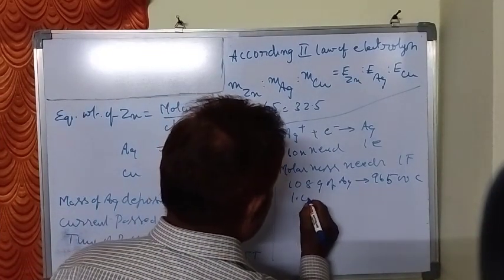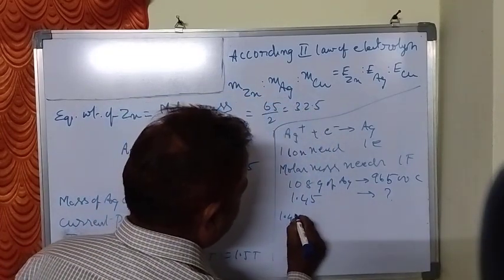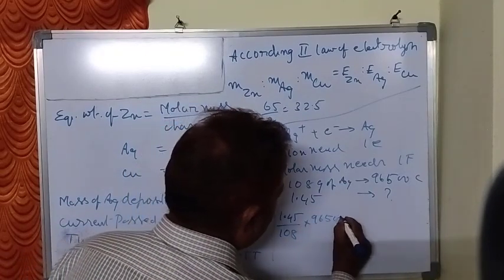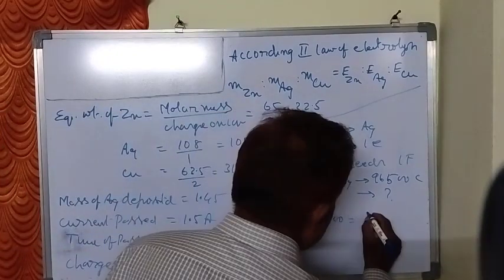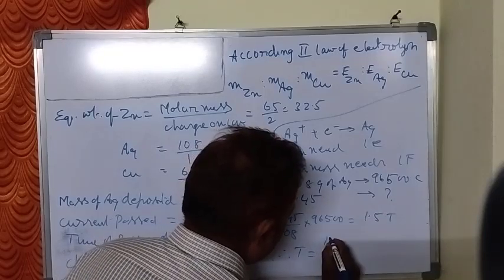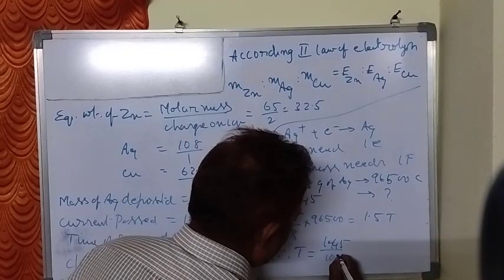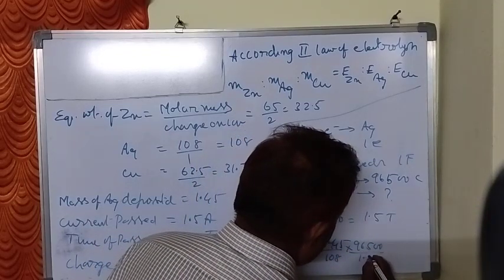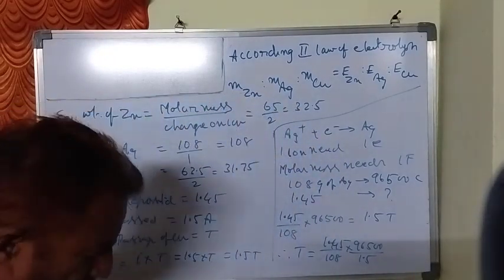Now how much charge is needed for the mass formed here, 1.45? So this is 1.45 by 108 into 96,500. What is the charge here? Charge is 1.5 T. Therefore T equals 1.45 by 108 into 96,500 by 1.5. Okay, so let us continue here.